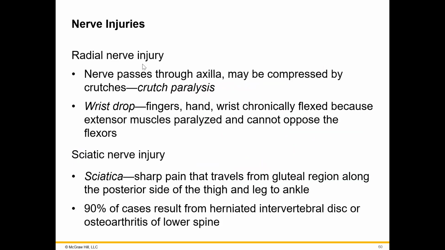So radial nerve injury. These are just showing you what happens to the nerves that are coming out of these plexuses. When they're harmed, with radial nerve injury, you would get a wrist drop. With sciatic nerve injury, you would get sciatica. Sciatica is caused by a herniated disc. And you can cure sciatica.